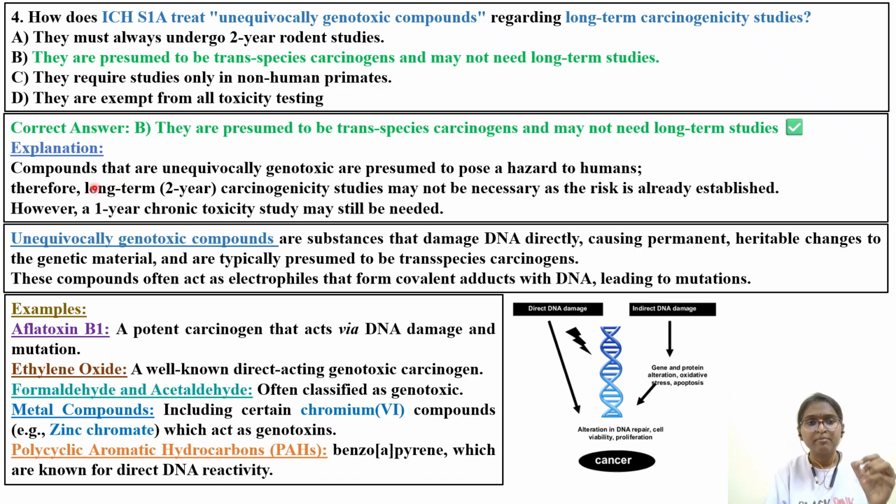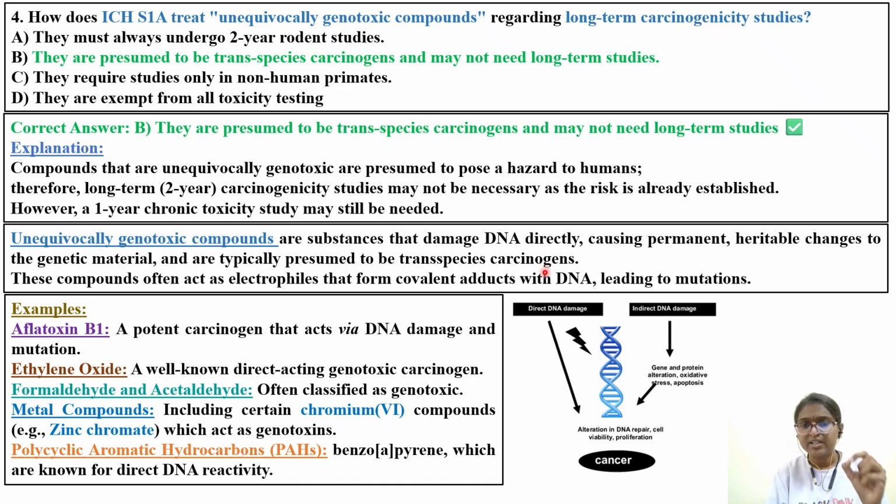We will see: compounds that are unequivocally genotoxic are presumed to pose a hazard to humans. Therefore, long-term 2-year cancer studies may not be necessary as the risk is already established. However, a 1-year chronic toxicity study may still be needed. Okay, so what do you understand by unequivocal genotoxic compounds? So we'll try to learn about the concept here. These are substances that damage DNA directly.